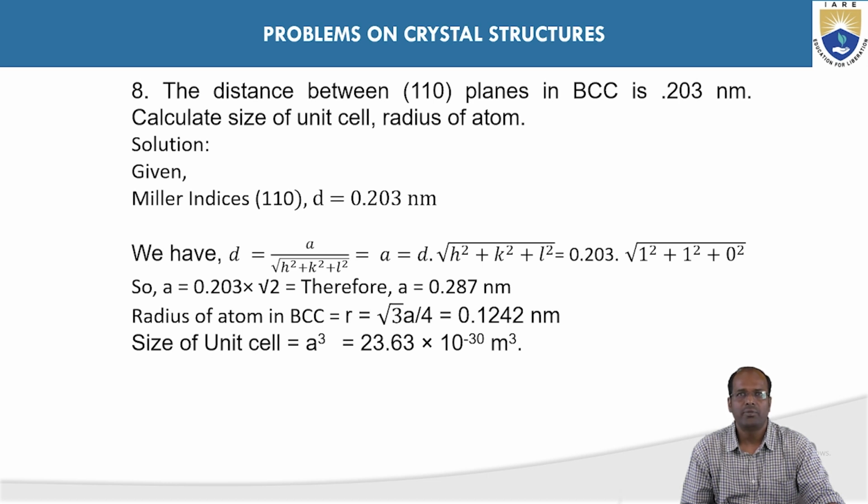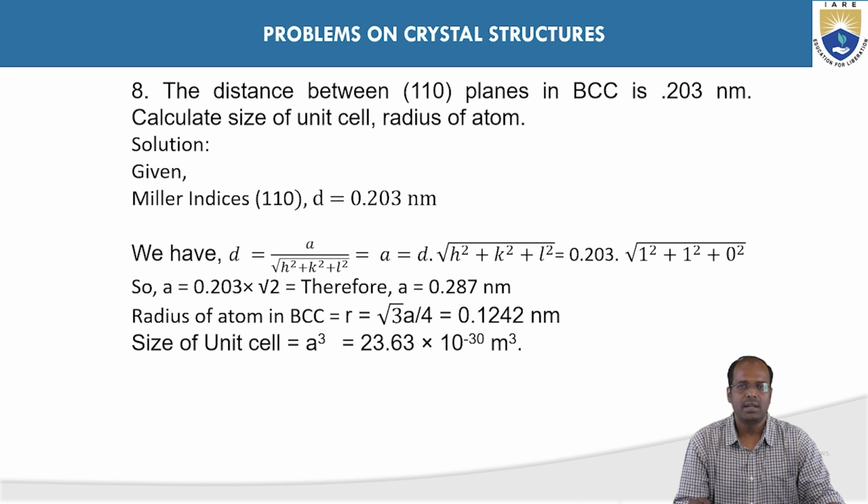Now, the radius of the atom, what is the formula? For body centered cubic, R is equal to root 3 by 4a. We already know A is equal to 0.287 nanometers. So R is equal to root 3 into 0.287 divided by 4, and we get R as 0.1242 nanometer.